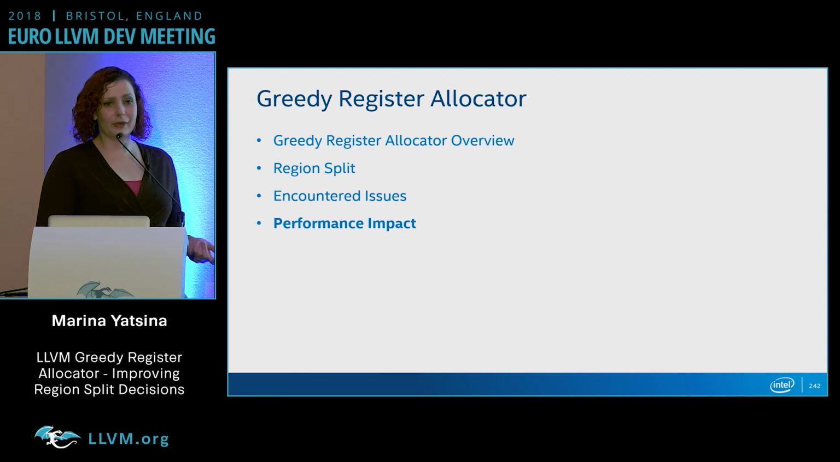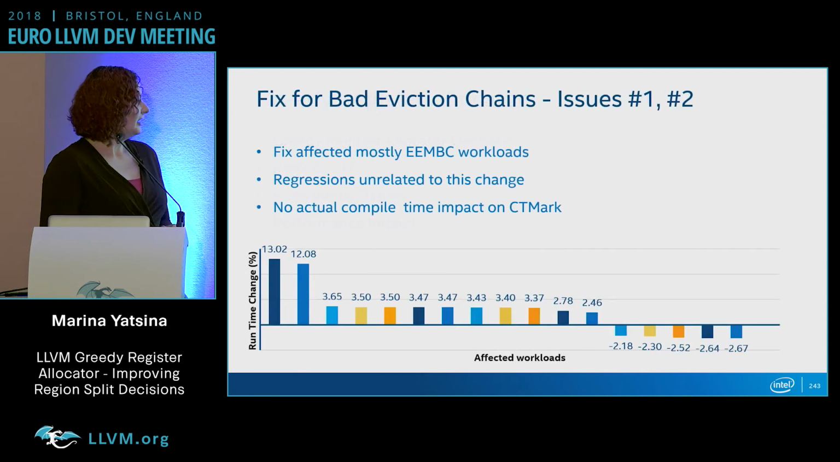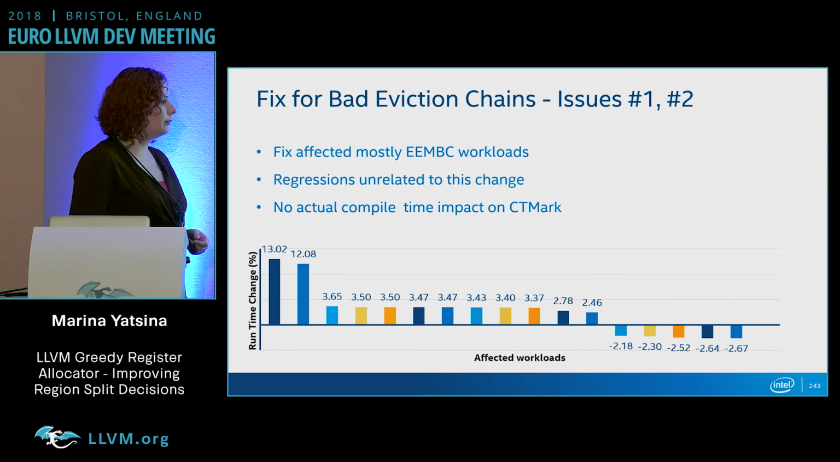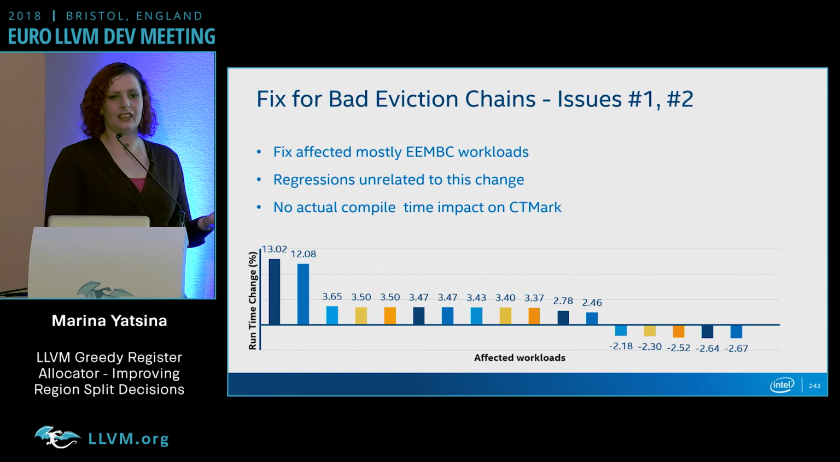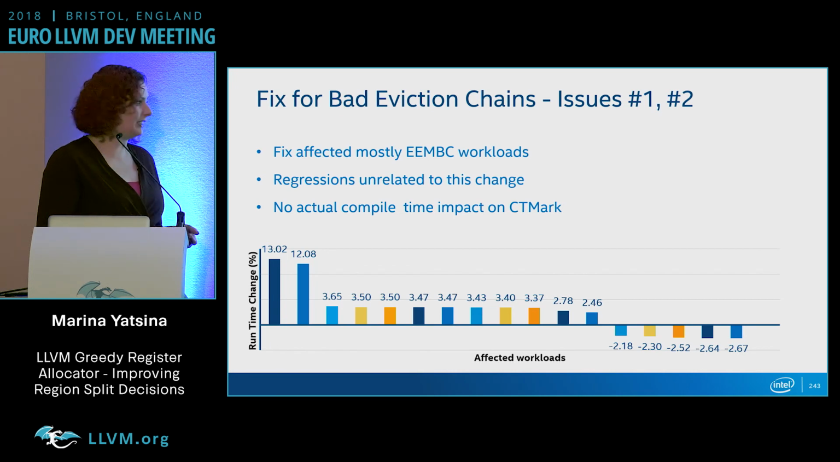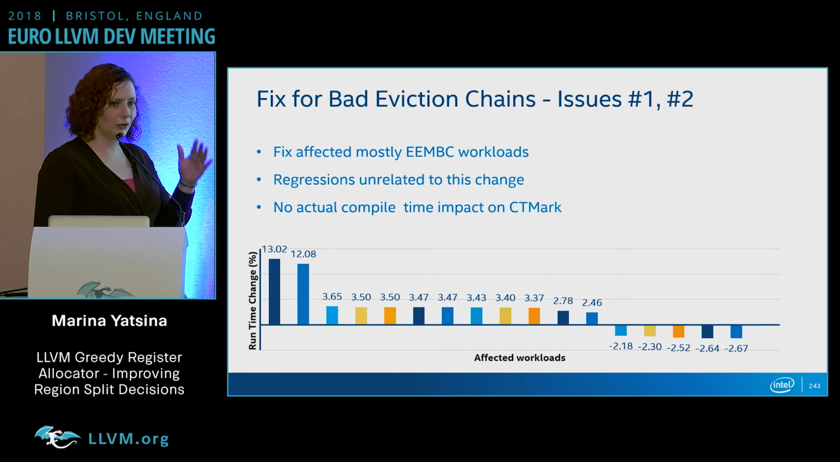And the performance impact of the results. So the first two changes that were done in a single commit, these are the workloads that were affected by the change, like above or below 2%. These are mostly embassy workloads, bench, automotive, and the regressions were not related to this change. The allocation changed, the layout of the basic blocks changed, so it was not. It was still good decisions. We caught good scenarios of chains.